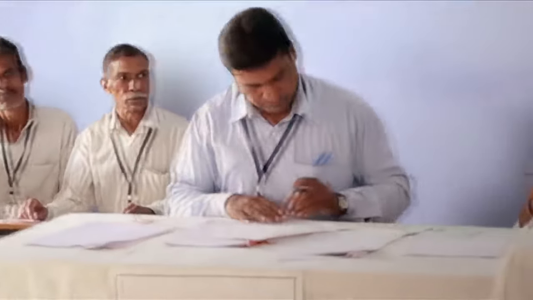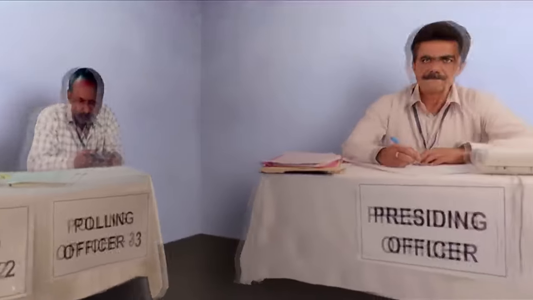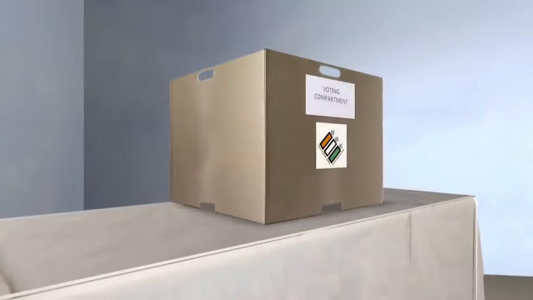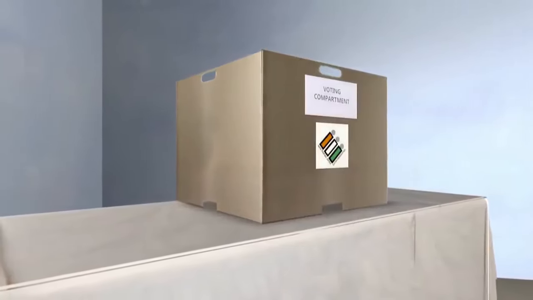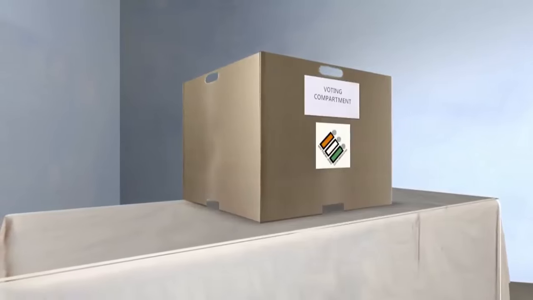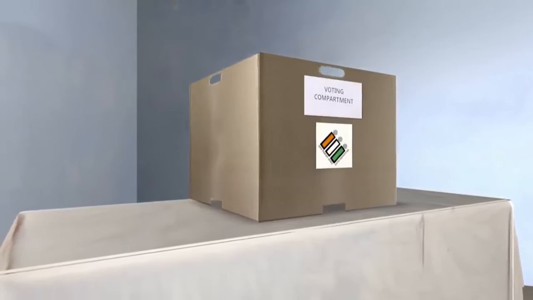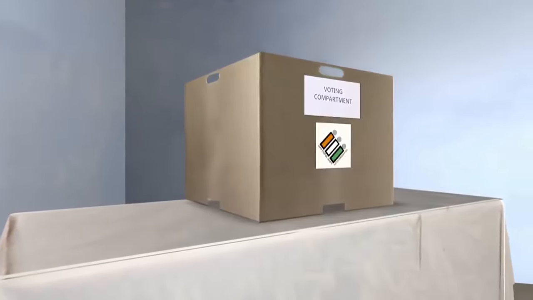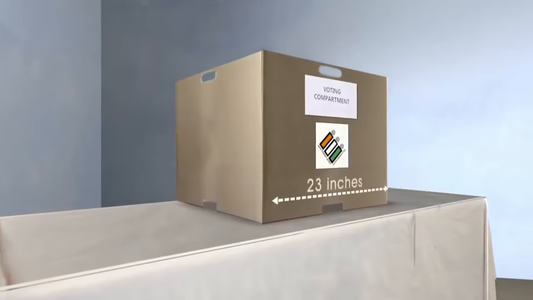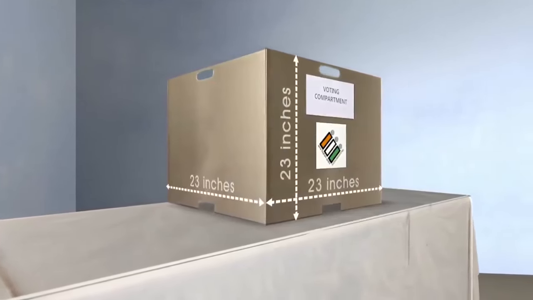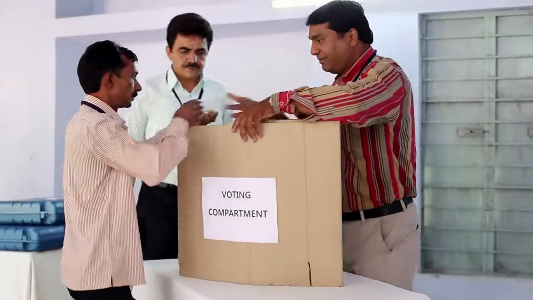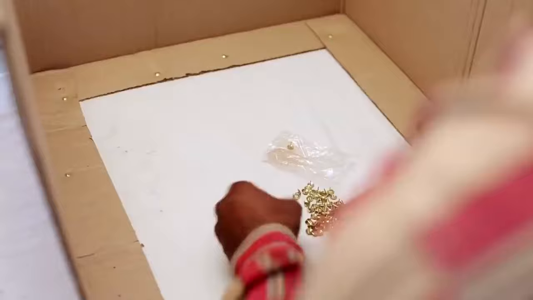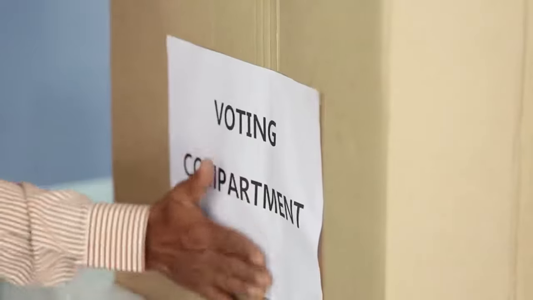The polling agents should be seated in a way that they could see the entire operation, the entire movement of the elector. But while doing this, ensure that they cannot see the actual recording of votes by the voter. The voting compartment should be placed away from the window or door to maintain secrecy. The voting compartment should be made preferably out of flex board and of the dimension 23 inches by 23 inches by 23 inches. However, voting compartments made of cardboard, if available since before, in good condition, may also be used.